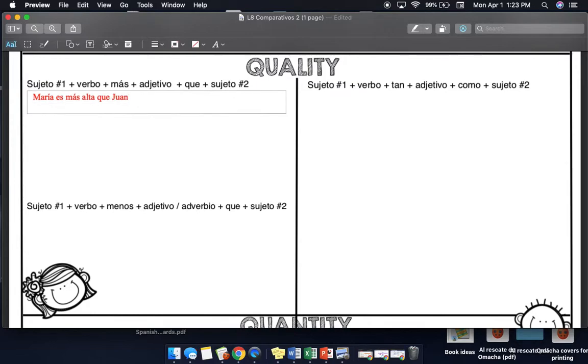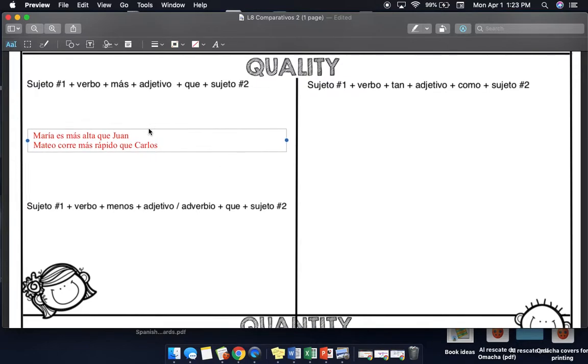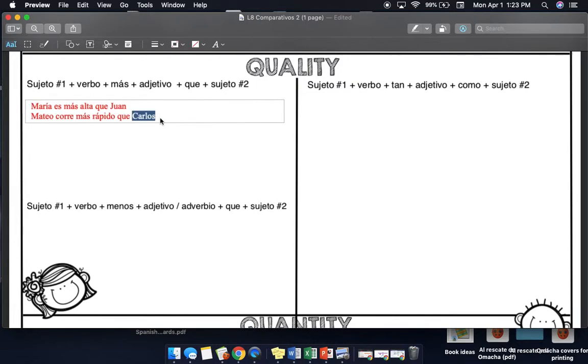Other option, Mateo corre más rápido que Carlos. Okay? So again, we are creating an inequality, meaning that someone is more or less than somebody else. And in this case, my first subject is Mateo. My verb is to run, más rápido, again, the adjective, than Carlos. Okay? So that's when we're comparing something as more.